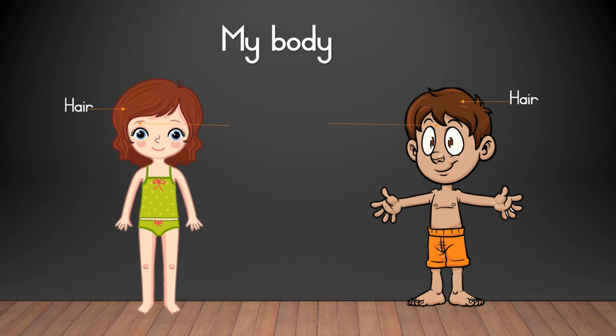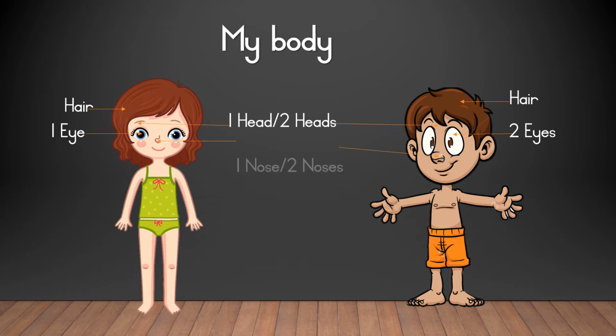Next part, we call it our head. 1 head, plural, 2 heads. Okay, next part. We have 1 eye, and if we have 2, we have, plural, 2 eyes. Okay, good work remembering so far. Next part. I have singular 1 nose, plural 2 noses. Next part. We have 1 ear and plural 2 ears.